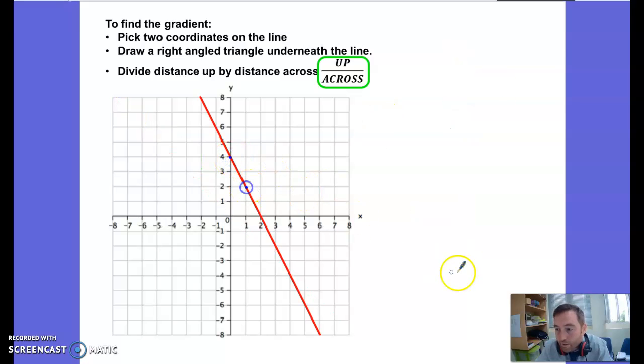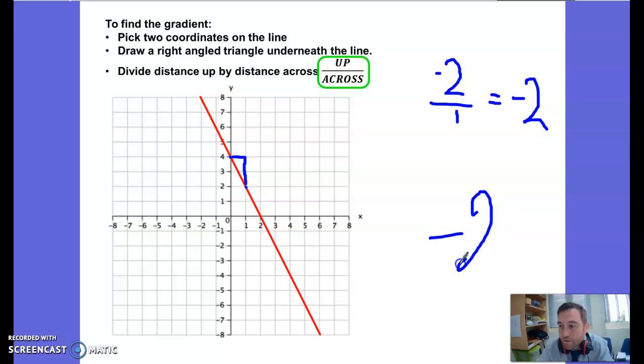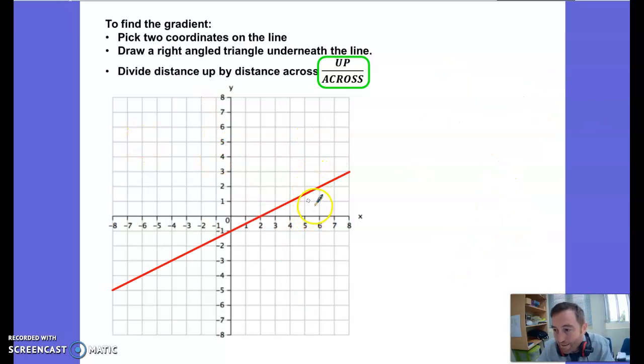Let's do another one. Another negative gradient, so just put a minus. I know my answer's got to have a negative. For every 1 we go across, we go down 2. So -2 divided by 1 is -2. So my gradient, -2.